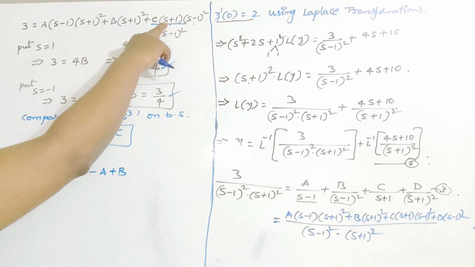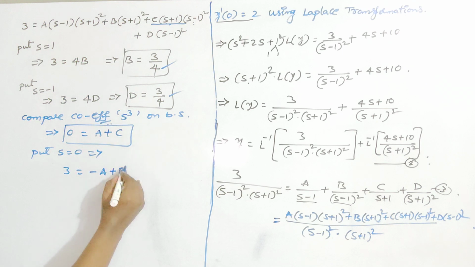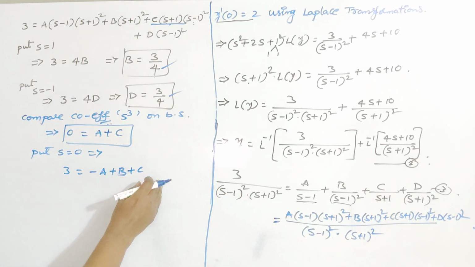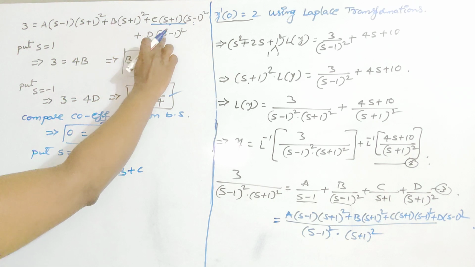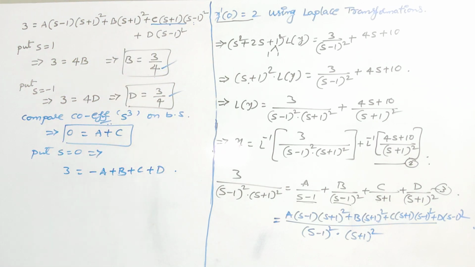Okay. And here 1 into minus 1 square, so 1 into c, c. Okay. And what is the next one? S minus 1, 0 minus 1, minus 1 whole square means plus t. So I got another equation. Yeah, I think this is a very easy method: compare coefficients of s square on both sides. Okay, it is a very easy method.